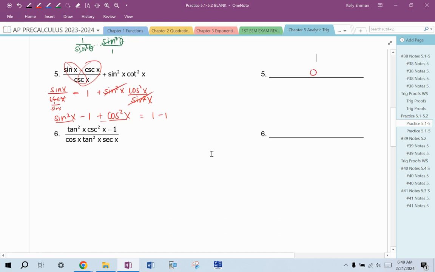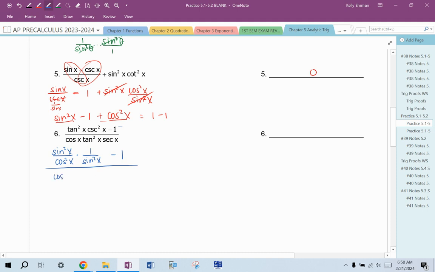All right, last one of these. For this problem, I could change everything to sines and cosines. I think I'll start there just to see what kind of cancels. The other option is like the Hart method, but that looks pretty ugly. So, all right, tangent squared is sine squared x over cosine squared x. Cosecant squared is 1 over sine squared x minus 1. So we'll get some things to cancel up there.